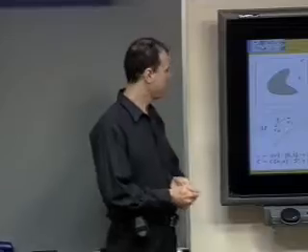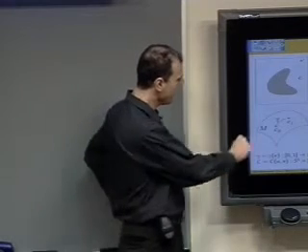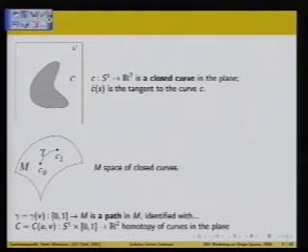So any two curves are thought of as points on this manifold. And then we can also think of an abstract sense of a trajectory gamma on this manifold.